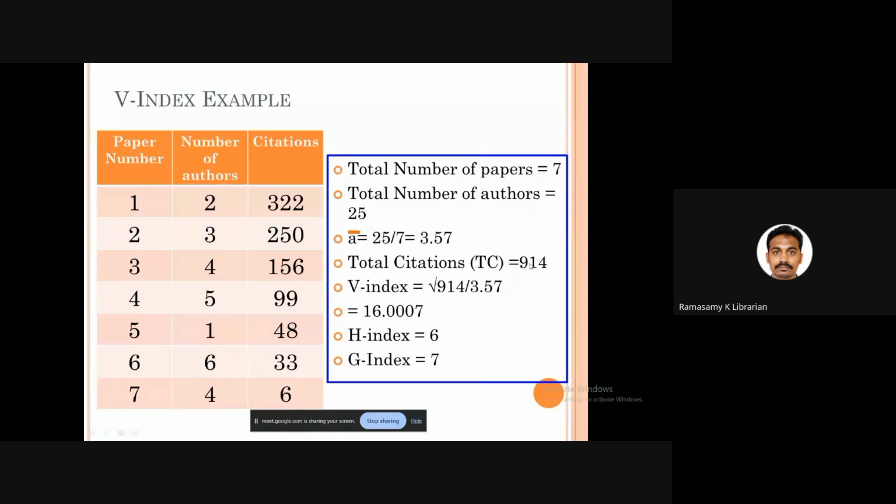What is my total citations? You add all the citations, you get 914. So 914 divided by 3.57, and the root of it is 16. So this particular author's V index is 16. H index 6, G index 7, but V index is 16. So these are two indices which were recently introduced in August 2024 by the author Prem. Okay, you can just have a glance at it.